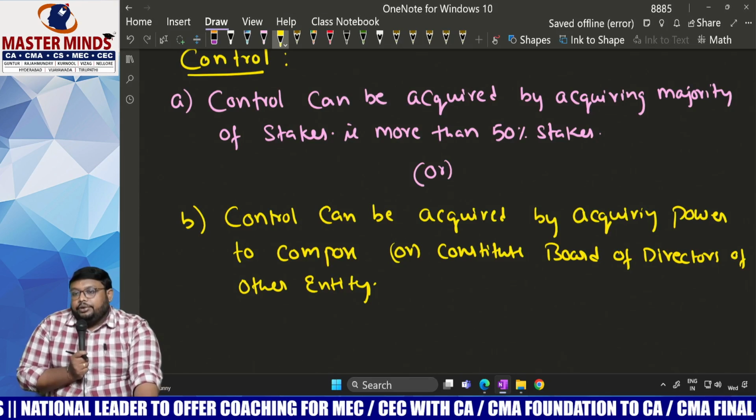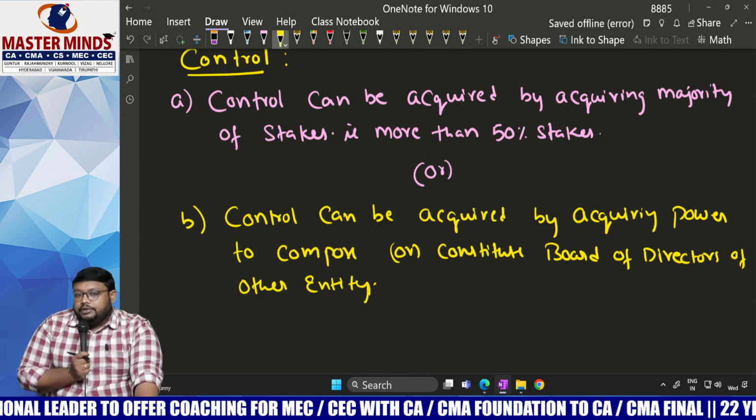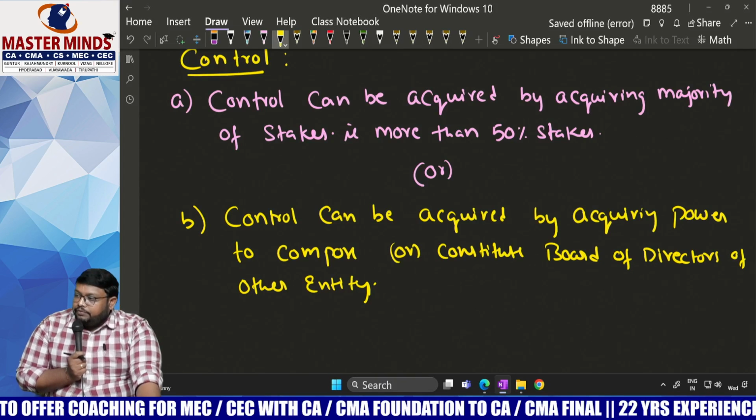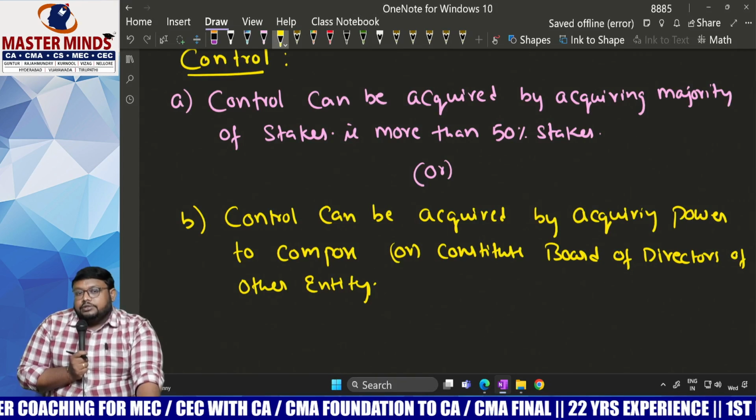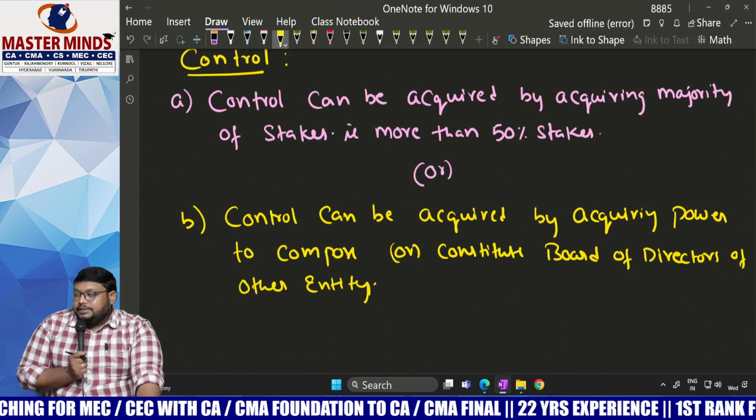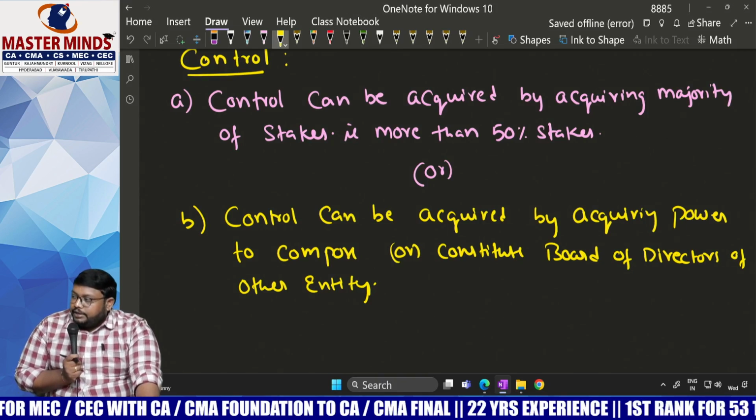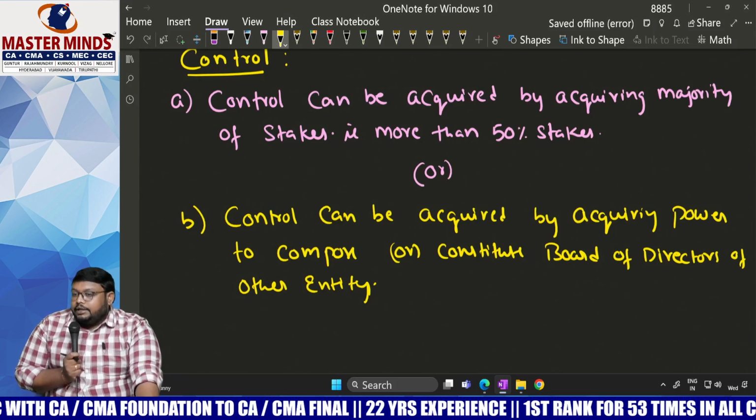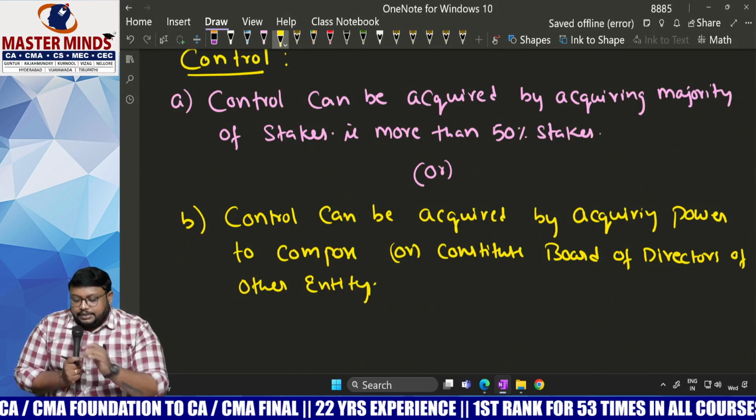The second one, how do you get control? When you're having power to compose the board of directors of another entity. So another company's board of directors, you are having the power to compose who has to be there. To appoint or to remove board of directors, you are having the power. Then we can say you are having a control over the business.